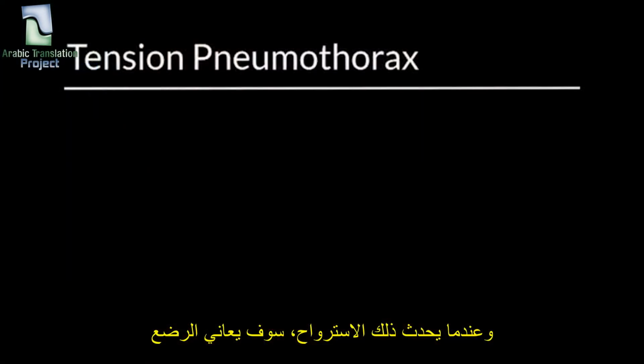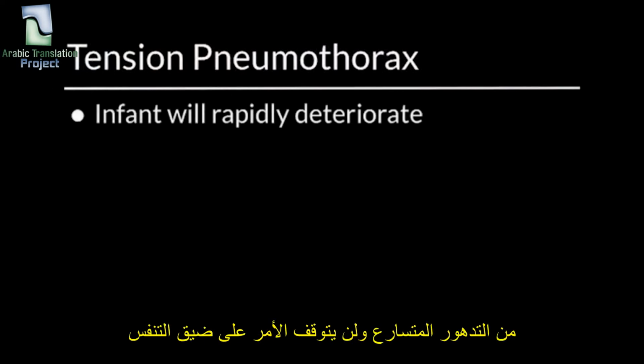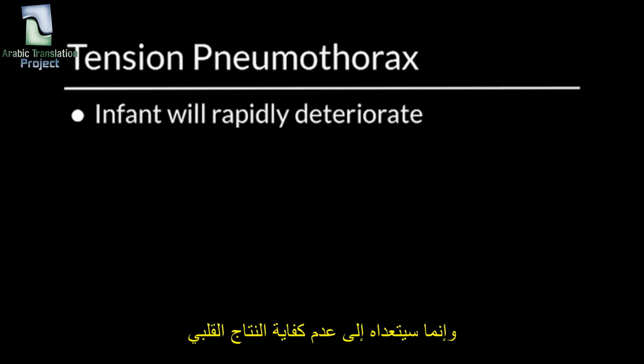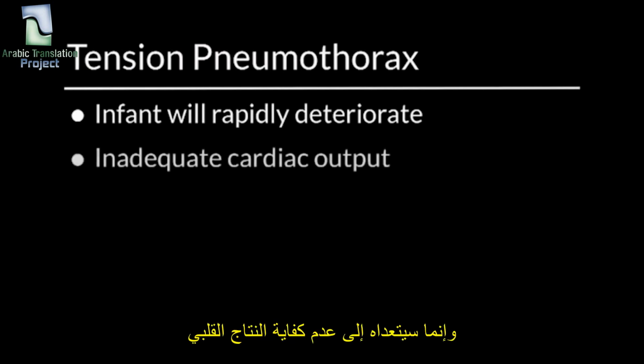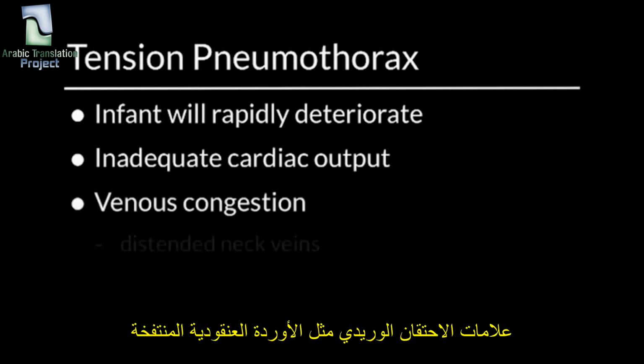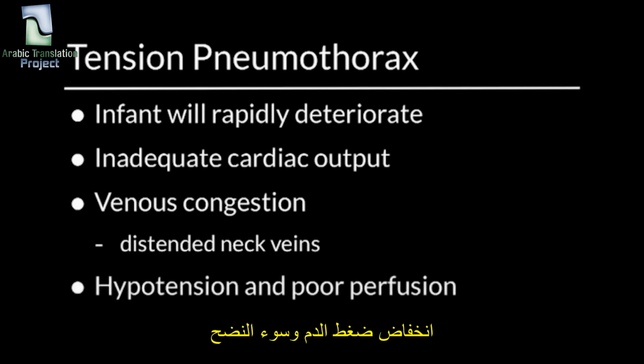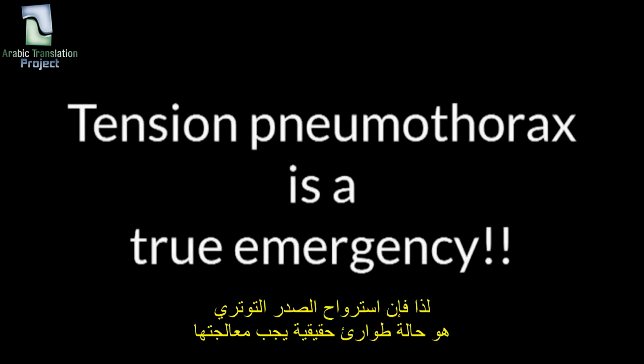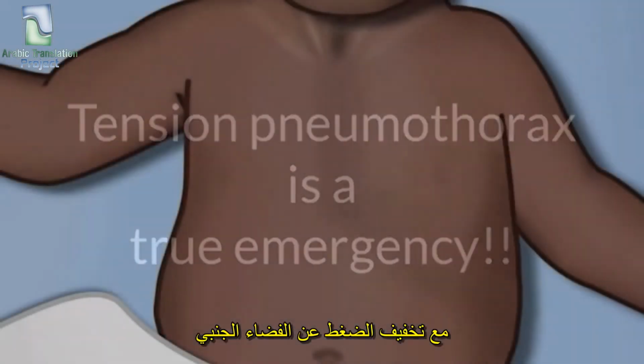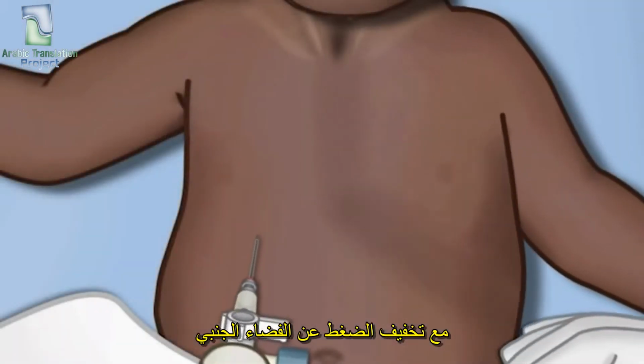And when that occurs, the infant will fairly rapidly deteriorate with not just respiratory distress, but inadequate cardiac output. And so there will be signs of venous congestion, like distended neck veins, because blood has trouble getting into the chest, and then hypotension and poor perfusion because the heart isn't filling and therefore not ejecting. So a tension pneumothorax is a true emergency that has to be treated with decompression of the pleural space.